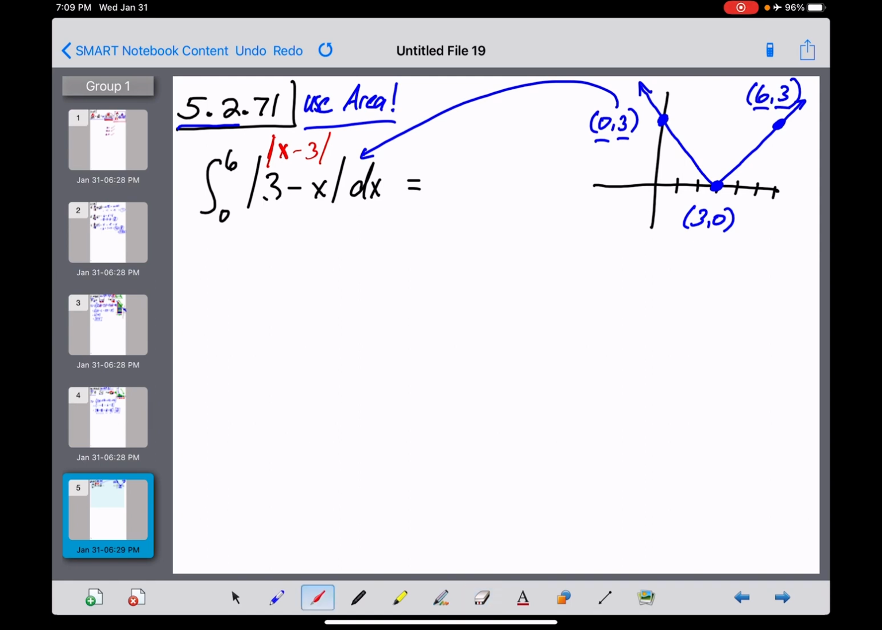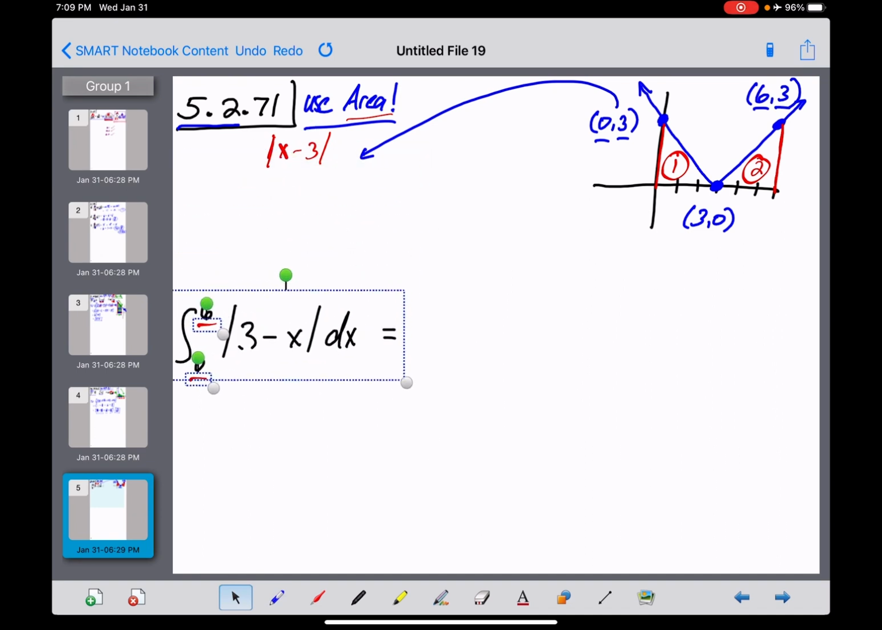Now, back to the issue at hand. We're supposed to use this graph now, the area between the curve and the x-axis, starting at x equals 0, our lower limit of integration, and ending when x is 6, our upper limit of integration. So I've got two regions, guys, this triangle right here and this triangle right here. We need to find the net or signed area of each one of those regions and add the two of them together.